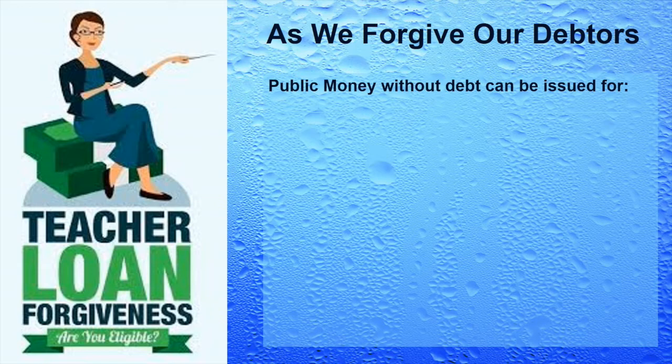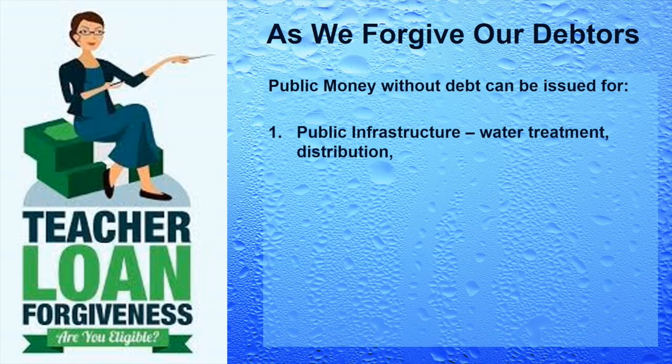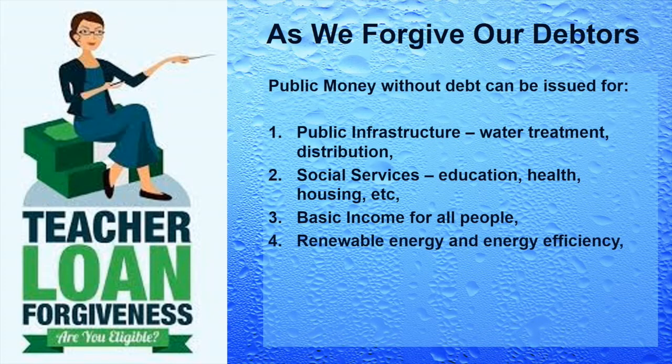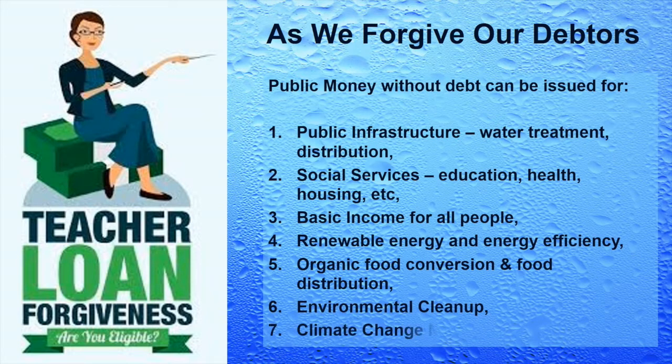Now, public money without debt can be issued for a lot of things, and it has been used throughout history very successfully to support sustainable economies. Public money can be issued for public infrastructure like water treatment and distribution, social services like education, health, and housing, basic income for all people, renewable energy and energy efficiency, organic food conversion and food distribution, environmental cleanup, and climate change mitigation. We know through the Sustainable Development Goals at the UN that we need billions of dollars to carry out these programs, and we don't know where that money is coming from.